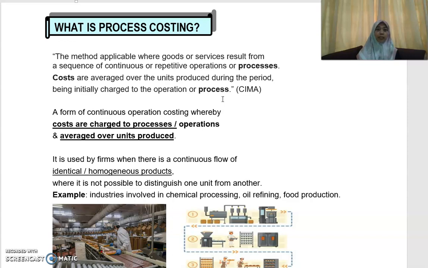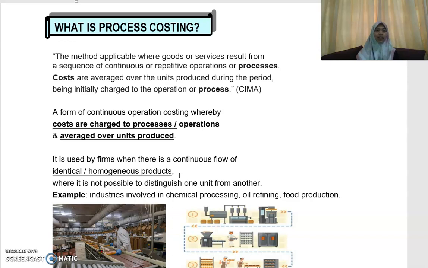Basically, process costing is a form of continuous operation costing, as we have seen earlier, whereby costs are charged to processes or operations and averaged over the units produced. So when is process costing used? Normally it is used by firms when there is a continuous flow of identical or homogeneous products.